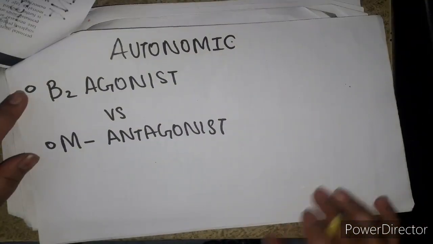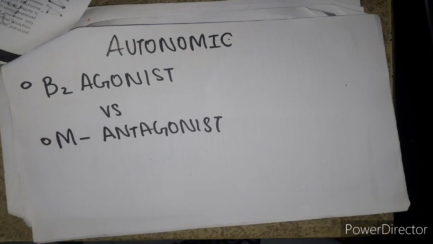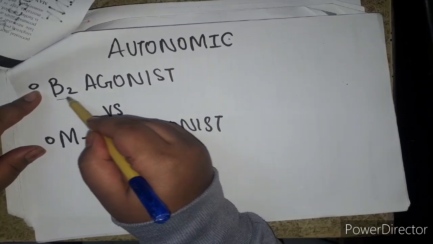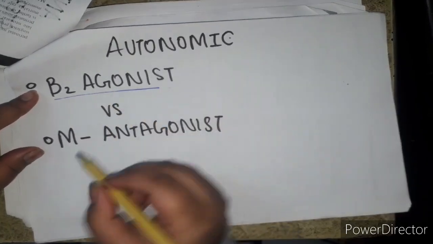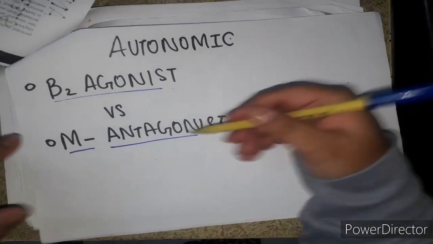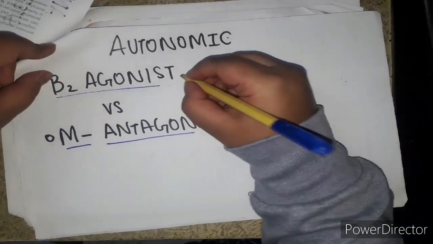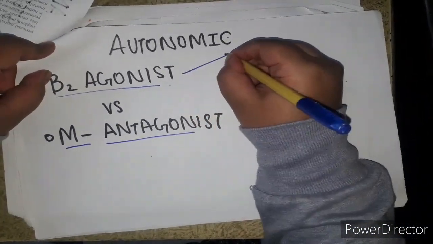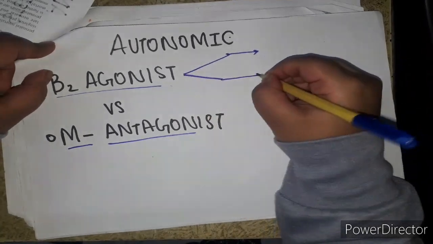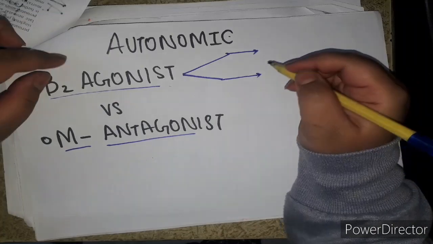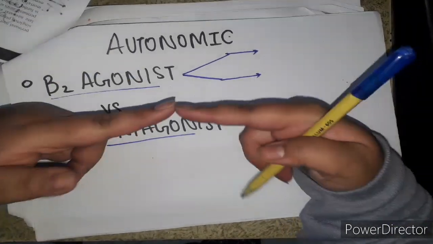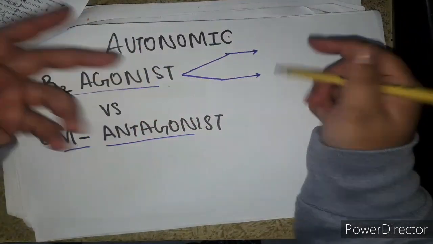Now the other drugs that are used in asthma are autonomic drugs. With autonomic drugs, we have to understand that there are beta agonist drugs and muscarinic antagonist drugs. We tend to confuse between these two, right? So beta 2 agonists are of two types. We know that bronchial smooth muscles have beta 2 receptors, and they respond to an agonist. When an agonist is given, they cause relaxation of the bronchial smooth muscles.